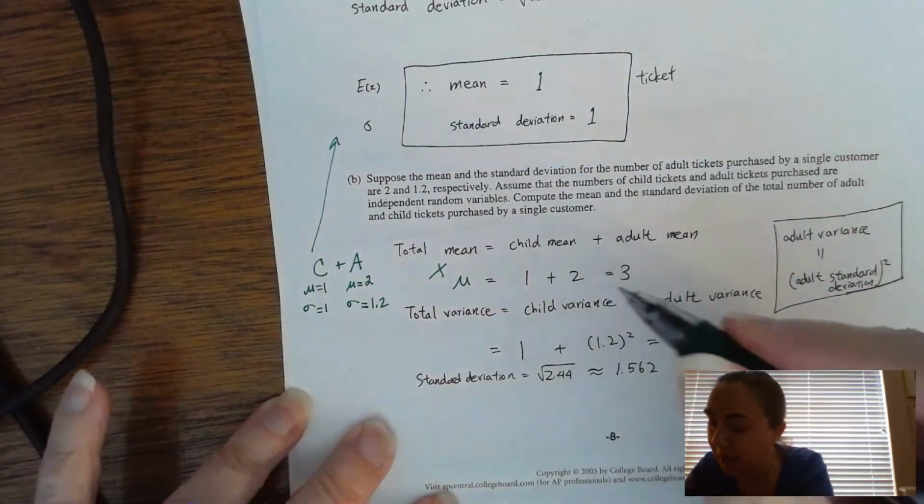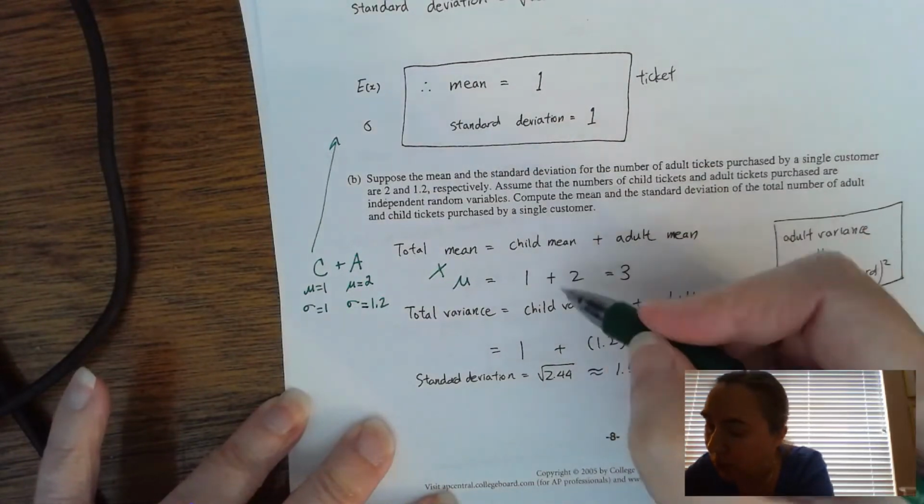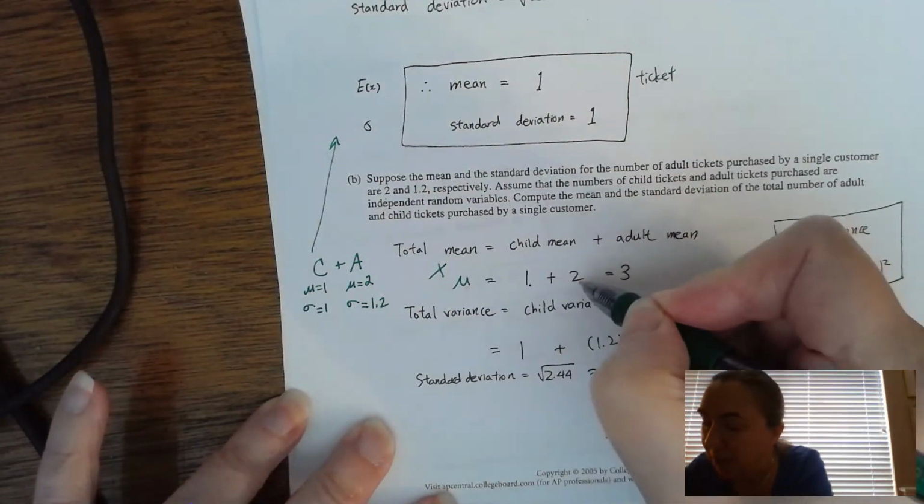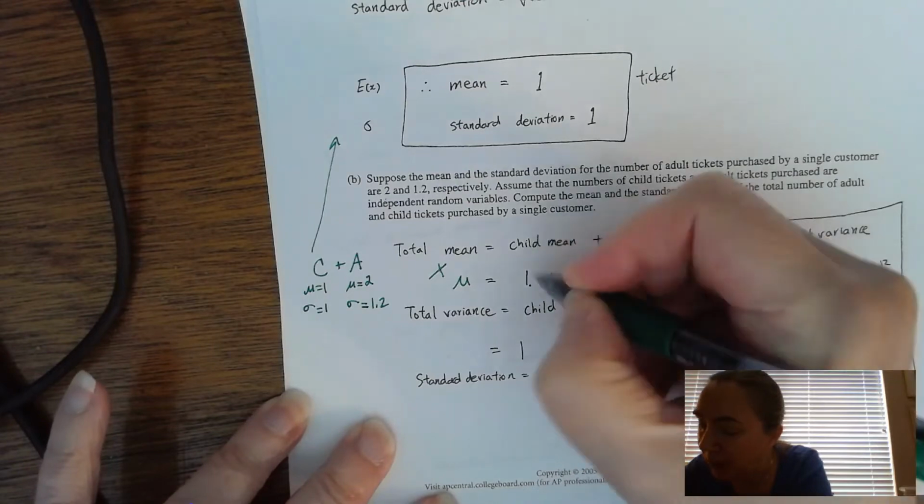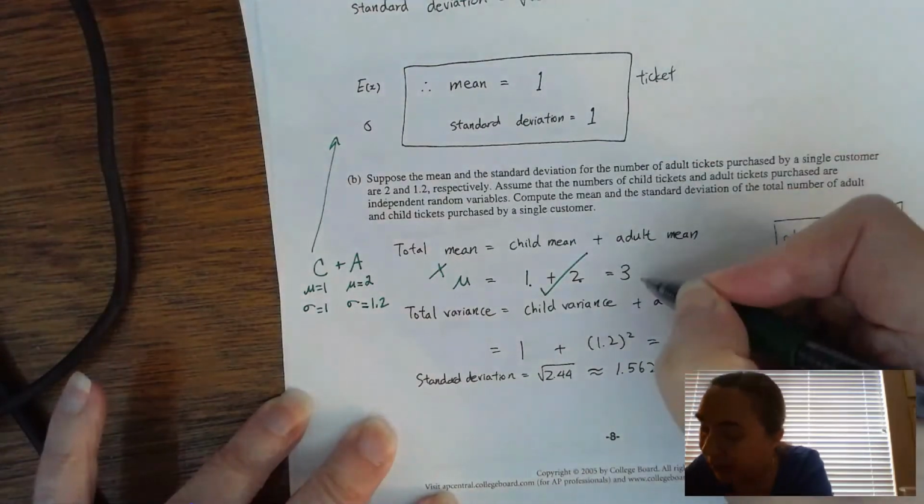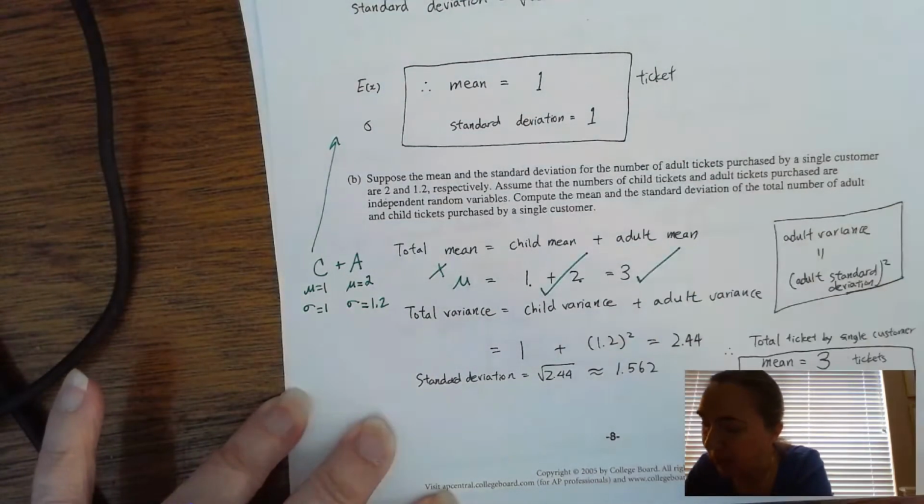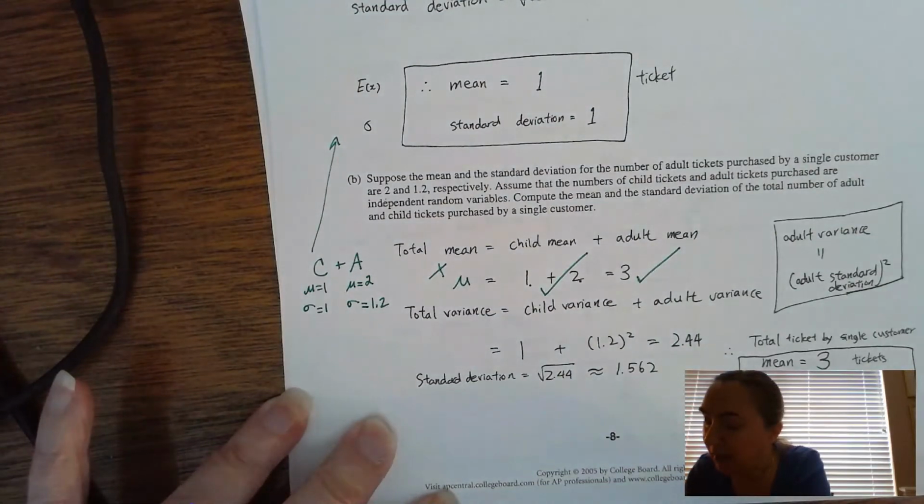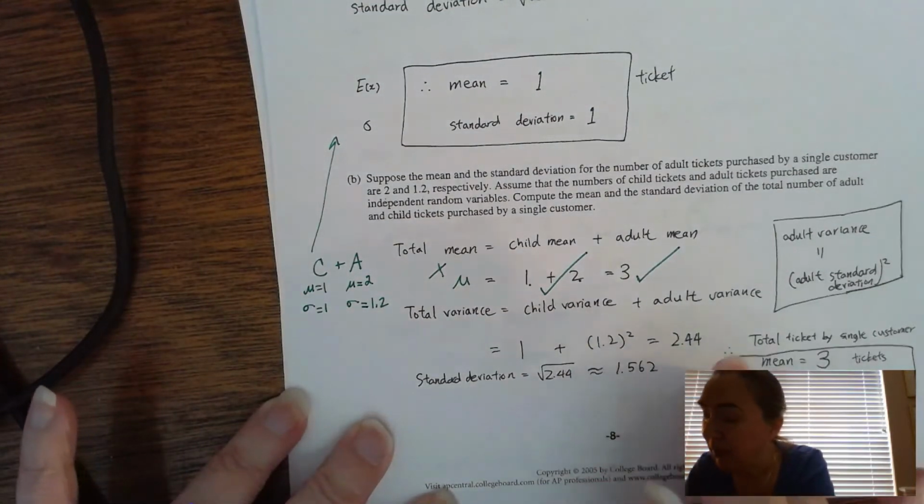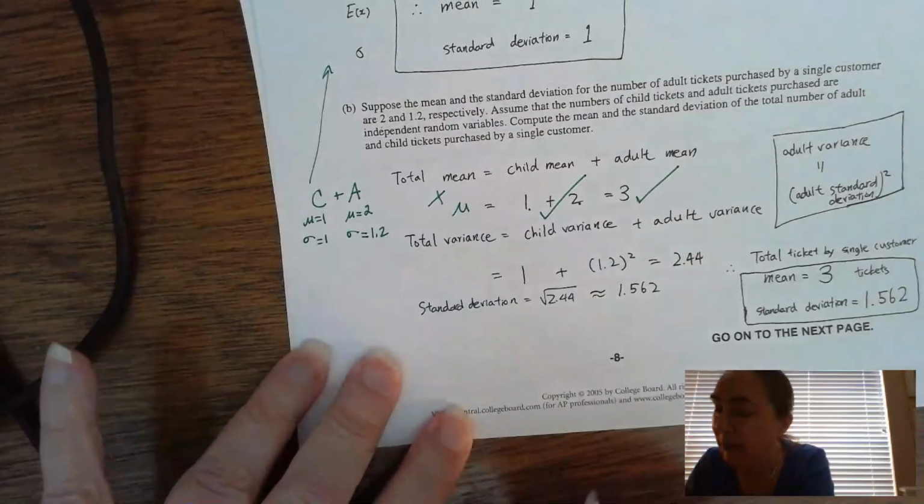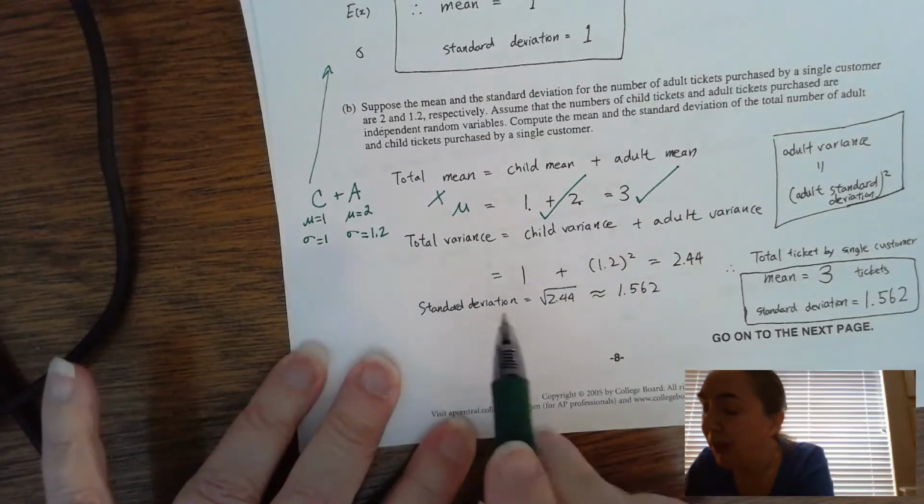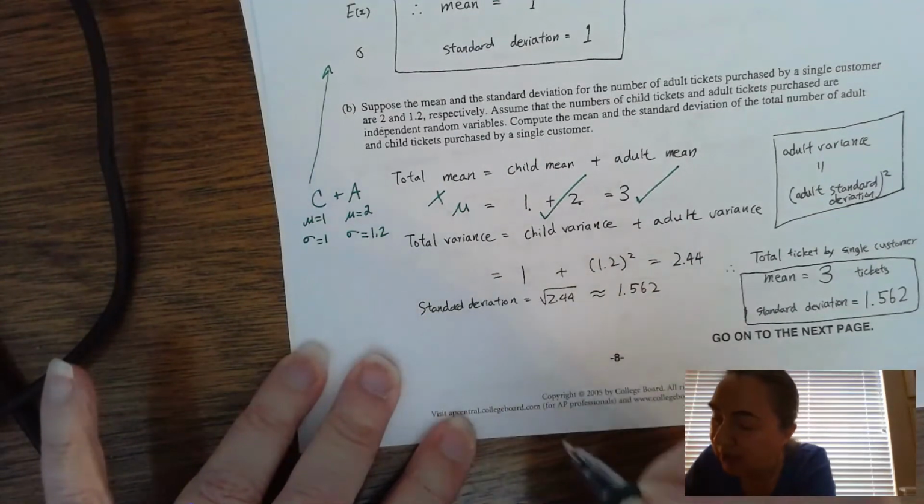All right, mean equals, and then I show work. 1 is the child's mean plus the 2, which is the adult mean, check. And then the answer is 3, check. Okay? Now, the standard deviations, I'm going to go down here and show you what I would have expected. We know that the variances are additive, but the standard deviations are not.